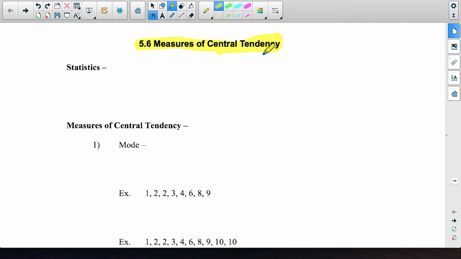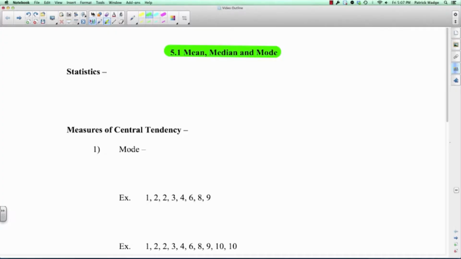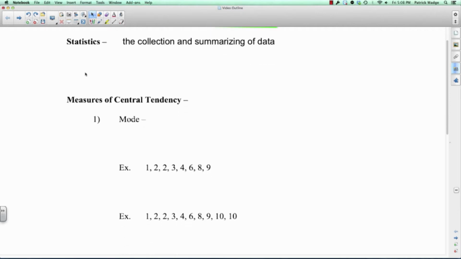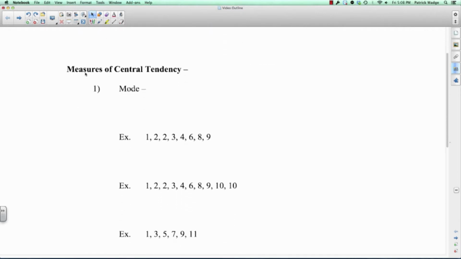And here we go. Okay, so what we're doing today is all about statistics. Statistics is the collection and summarizing of data. This first section that we're doing is all about measures of central tendency. Measures of central tendency help express what is typical of a data set. They are numbers, and these numbers help to express what is typical of a data set.